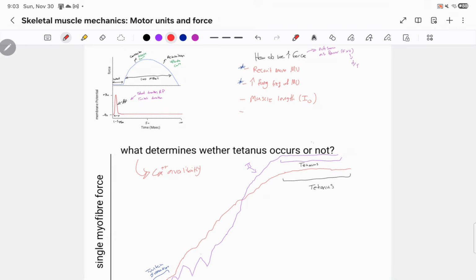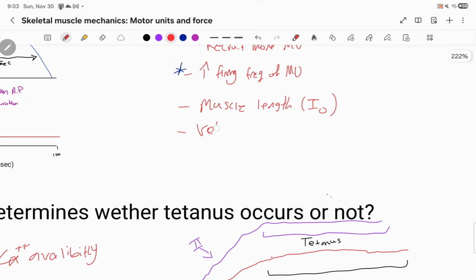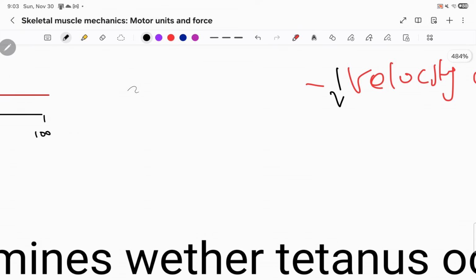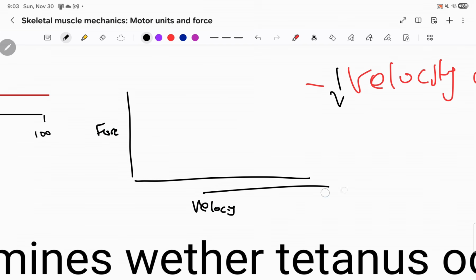So now we know three ways muscle force can be increased. The other one has to do with the velocity of contraction, okay? So the lower the velocity of contraction, the higher the force production. But there is a nuance here, okay? Which we're probably not going to get to in this video, all right? But if we were to draw the force velocity graph, which looks like this, here's force, and here's velocity, right? Going this way increases velocity, going up increases force. Great. The graph looks like this.